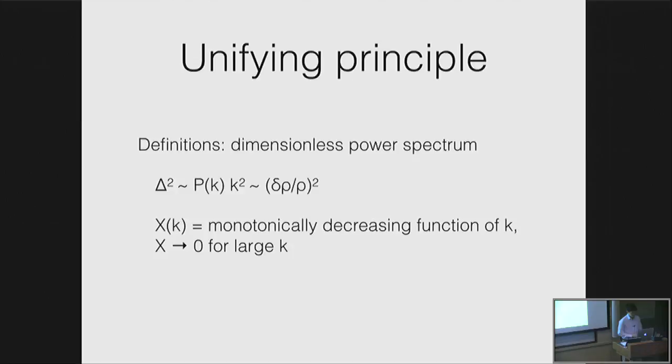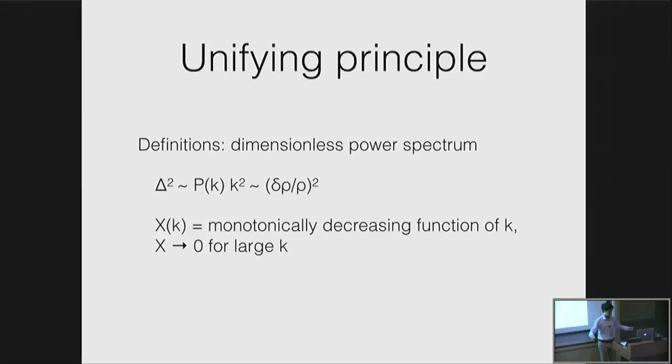You can then define a dimensionless power spectrum, delta squared, which is the power spectrum times k squared, and that gives you, roughly speaking, the fractional amount of variation on a given length scale. So delta squared is a way to quantify the variance that you might expect on a particular length scale of interest.